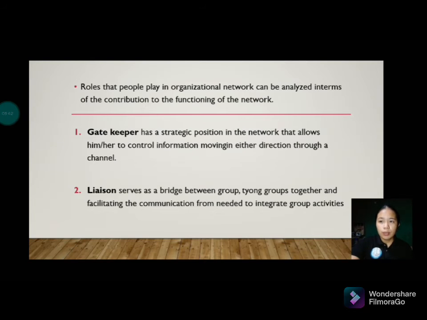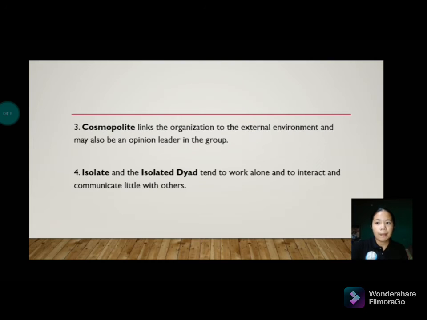The roles that people play in an organizational network can be analyzed in terms of their contribution to the functioning of the network. First is the gatekeeper, who has a strategic position in the network that allows him or her to control information moving in either direction through a channel. Second is the liaison, who serves as a bridge between groups, tying groups together and facilitating the communication needed to integrate group activities. Third is the cosmopolitan, who links the organization to the external environment and may also be an opinion leader in the group.